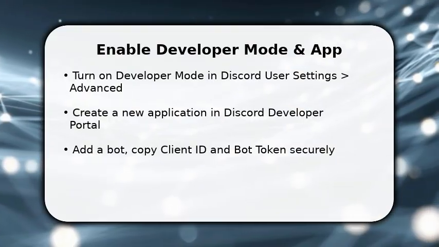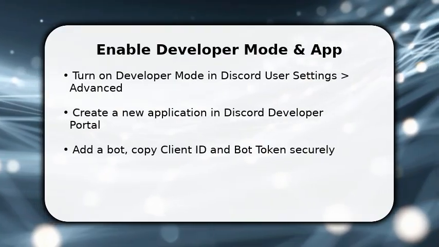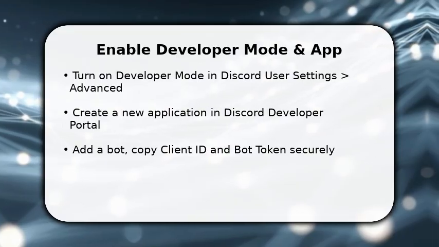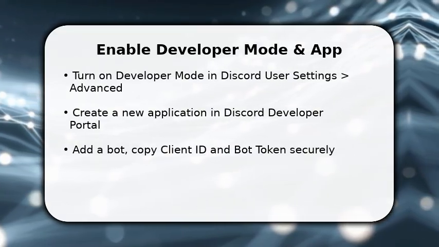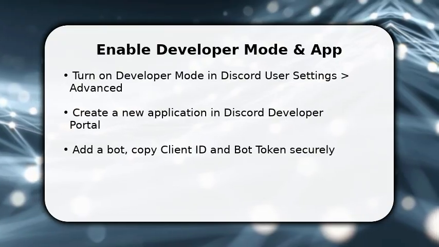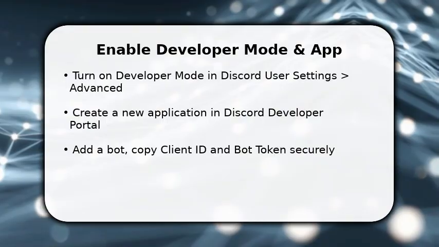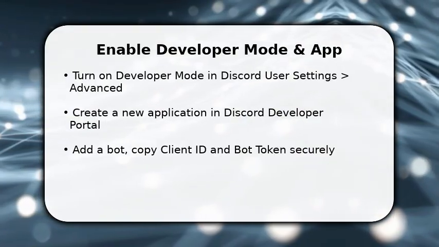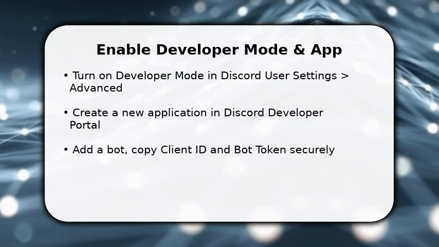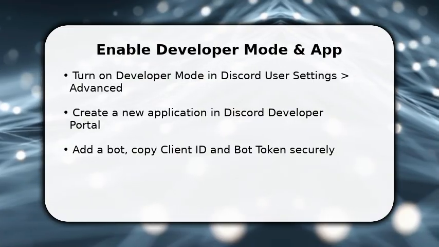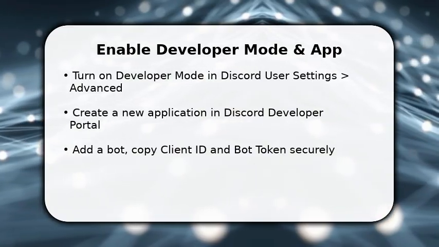You start by enabling developer mode and creating an application because you need access to ID and tokens right away. Once done, add a bot to the app and copy the client ID and bot token. Store the token in a secure place and never share it. Make sure to set a descriptive app name and icon so you recognize it in your server list. These steps prepare you to invite the bot and test functionality inside a controlled environment.